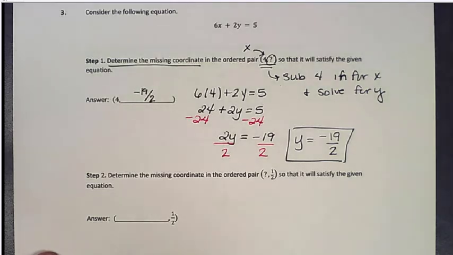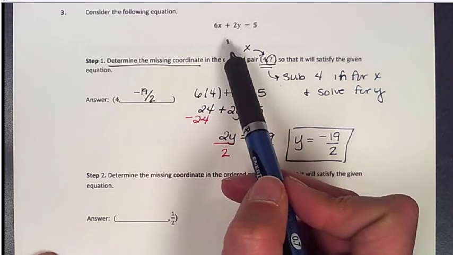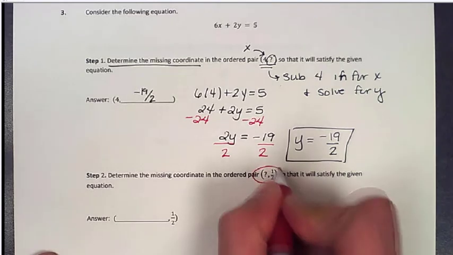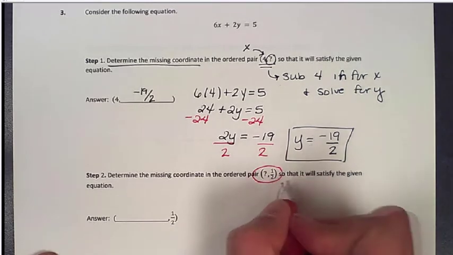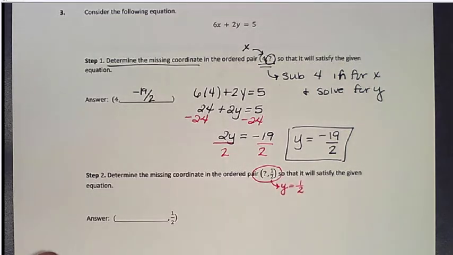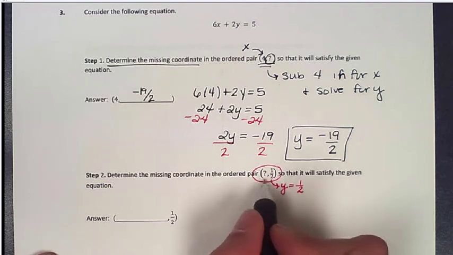So again, just like the previous question had 2 steps, this one also has 2 steps. I'm still using my 6x plus 2y equals 5, but this time it's giving me the point something and 1/2. So this time it's telling me that y is equal to 1/2. So I'm going to plug that in for my y value and solve for my x. So just making sure that I know exactly what value it's giving me and what place in the point it is. And remember, my point is always x comma y.